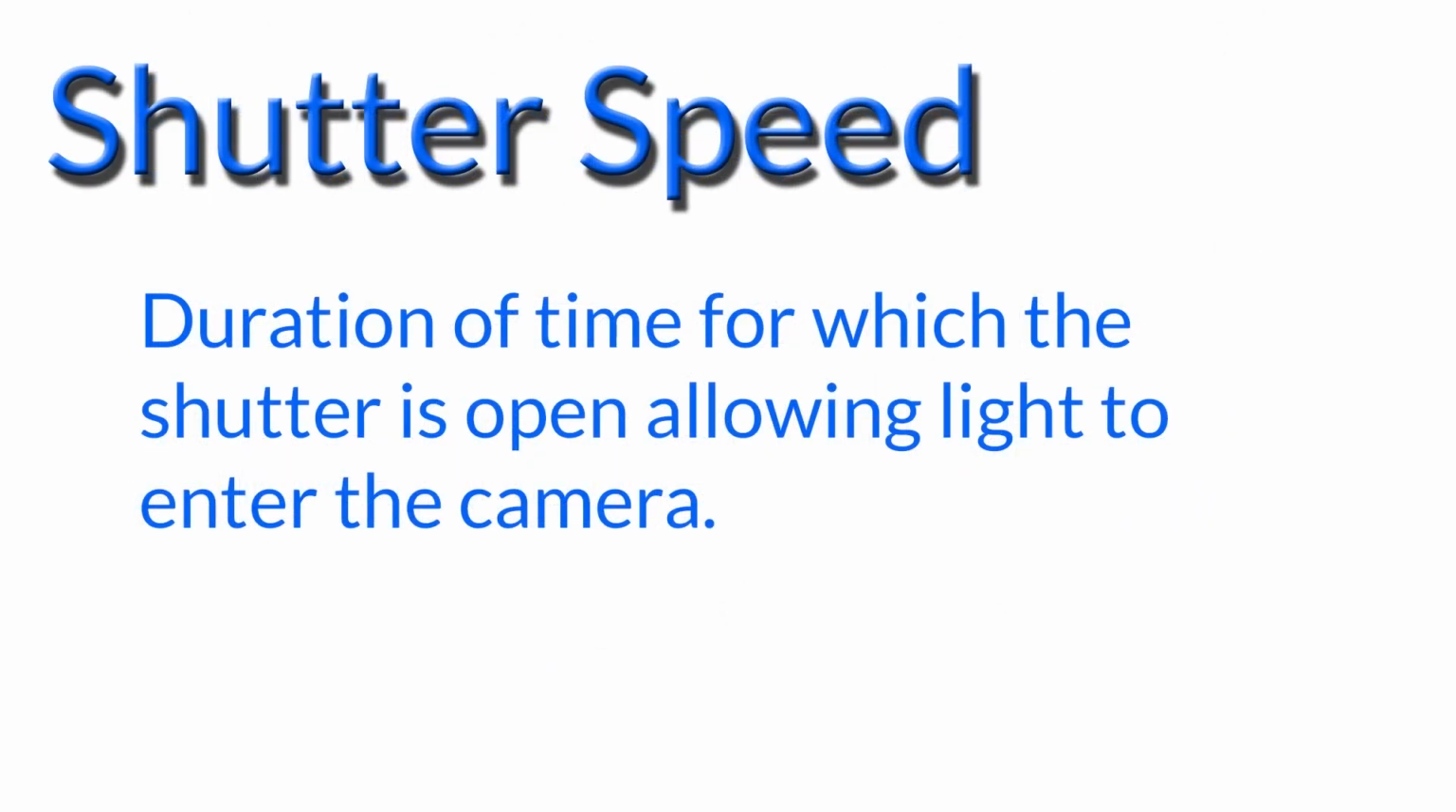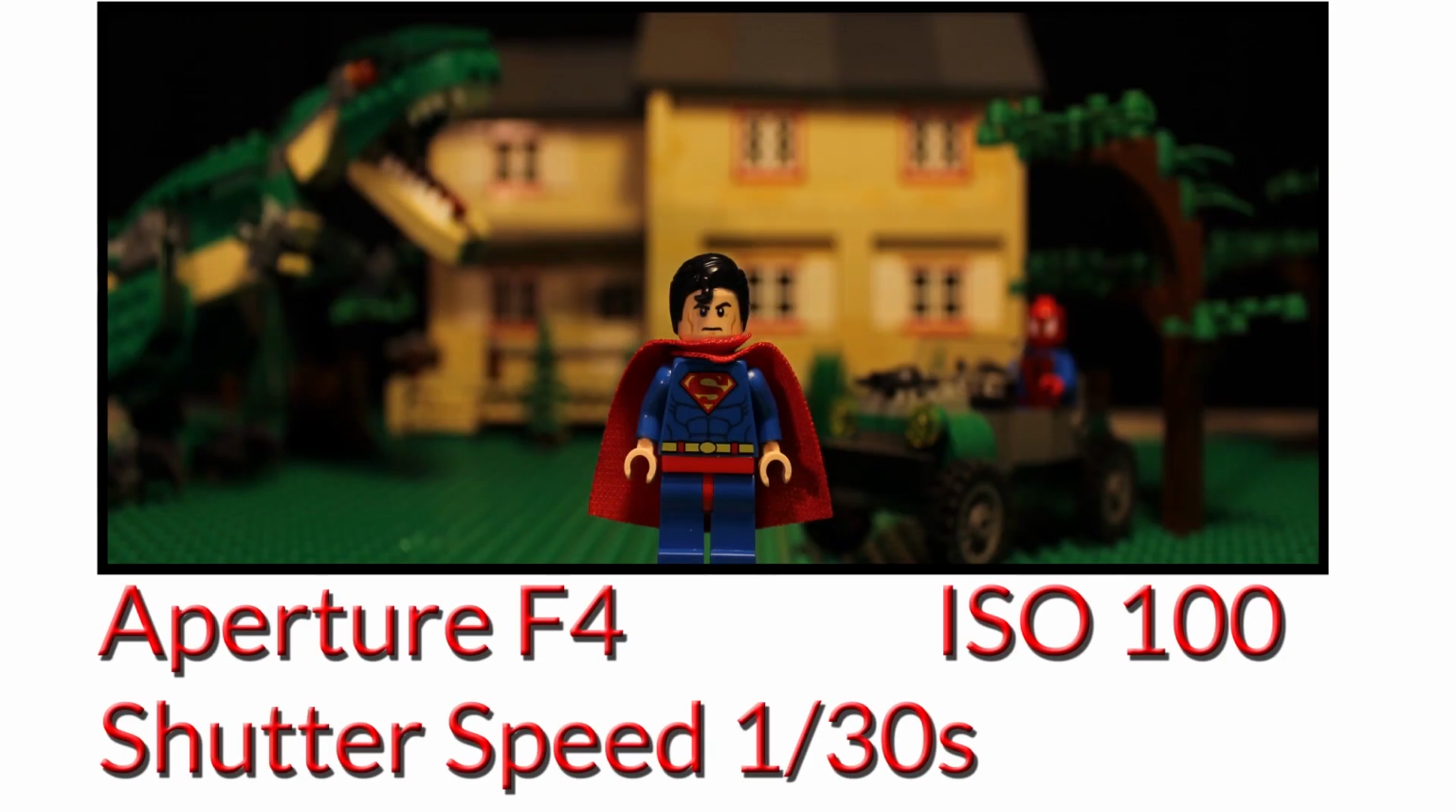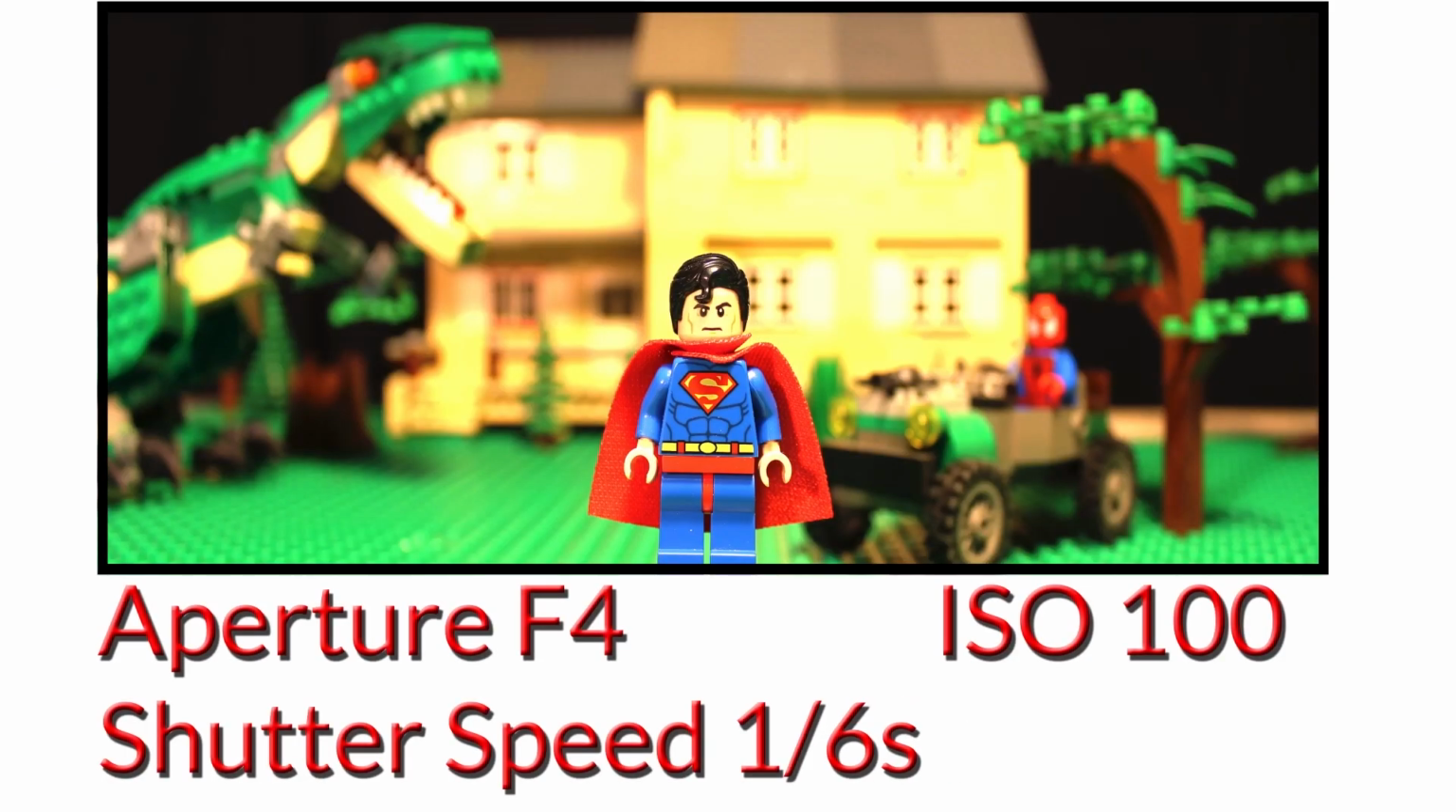Shutter speed is how long you allow the light of your shot to enter the camera. If your image is dark, try slowing down your shutter speed. If your image is too bright, try speeding up your shutter speed.